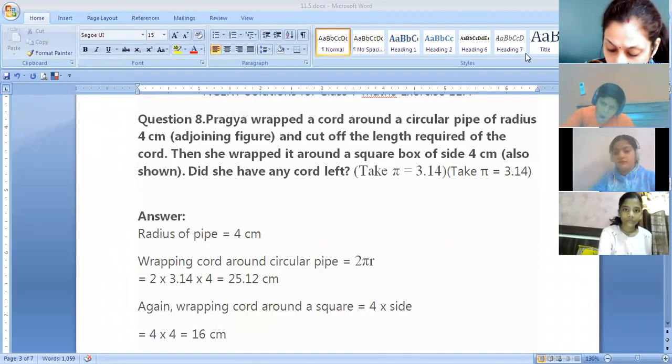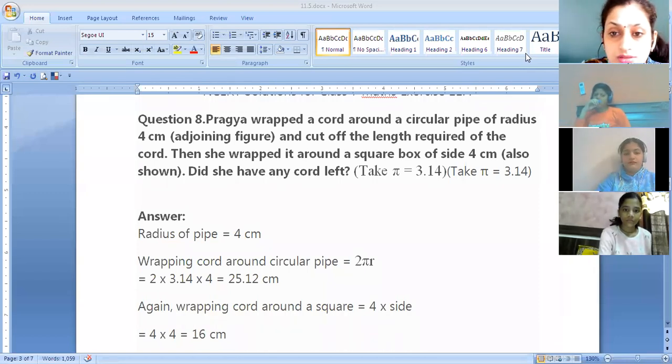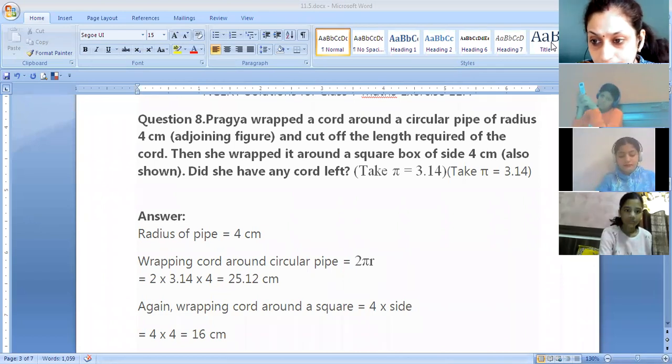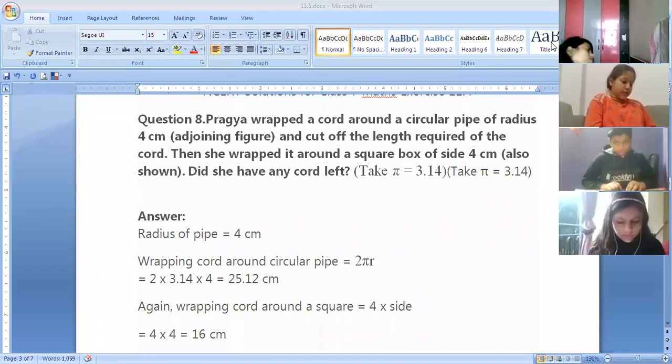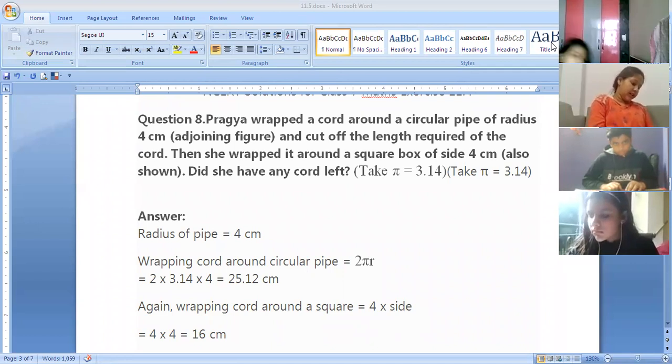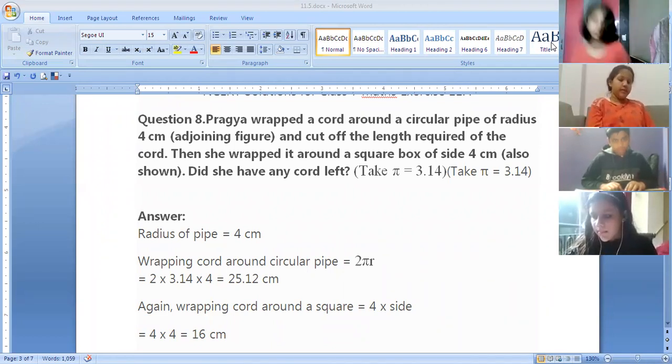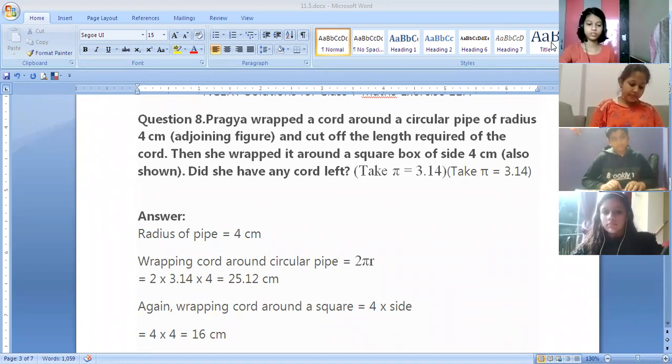Today we are going to start with question number 8 of exercise 11.4. Pragya wrapped a cord around a circular pipe of radius 4 centimeters and cut off the length required of the cord. Then she wrapped it around the square box of side 4 centimeters also. Did she have any cord left?